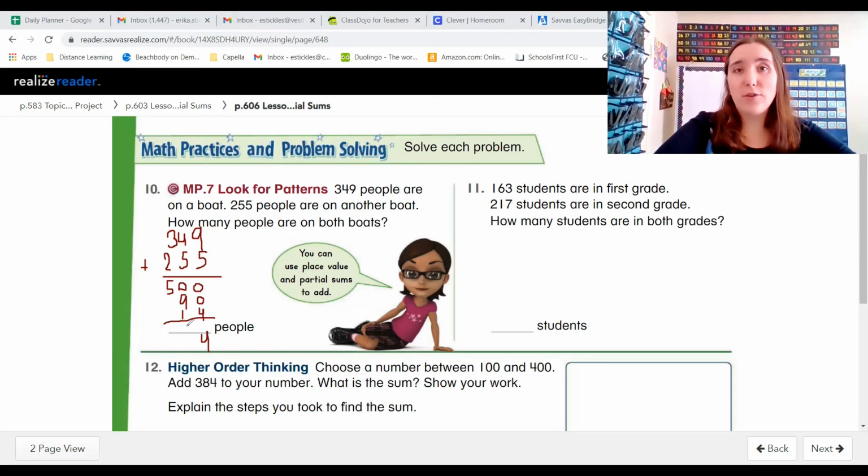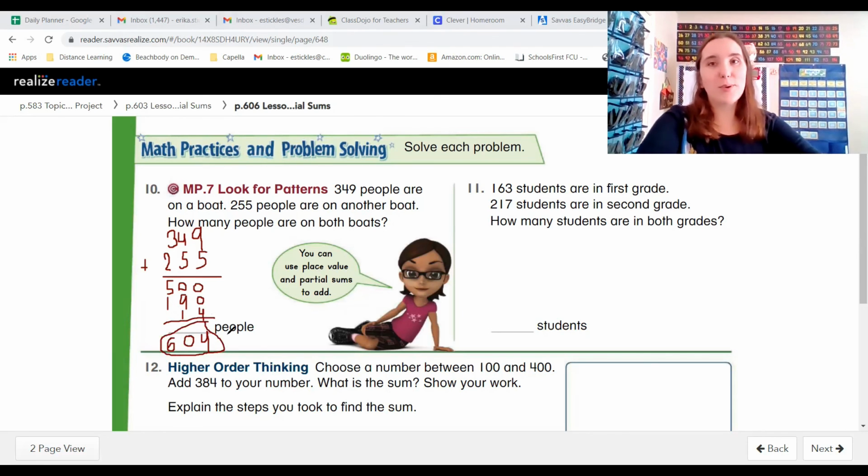So guess what? We have to regroup. I'm going to put a 0 in the tens place, and I'm going to add a 100 in my hundreds column. And now I'm going to add up the hundreds. 5 hundreds plus 100 equals 6 hundreds. So that means there are 604 people between the two boats.